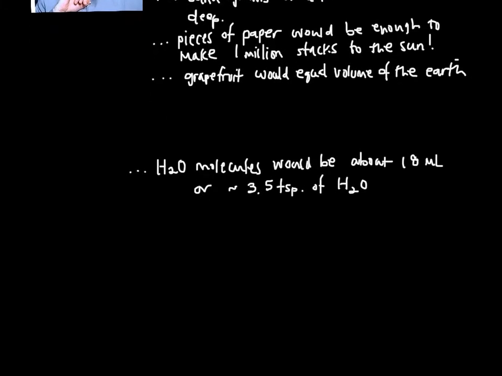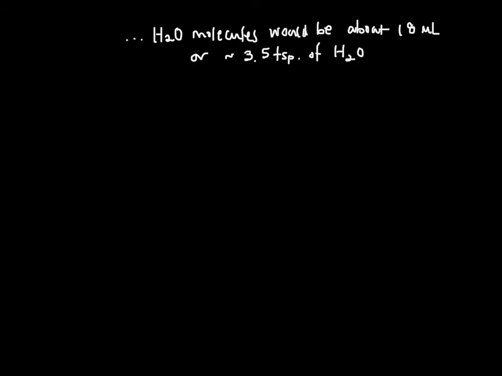And if you had a mole of water molecules, you would have about 18 milliliters or 3.5 teaspoons of water. What? Well, what that means is that water molecules must be really, really, really, really small. If you can have a mole, or 6.022 times 10 to the 23rd water molecules, and you could drink those in 1 drink. 1 drink of water is about a mole of water molecules.